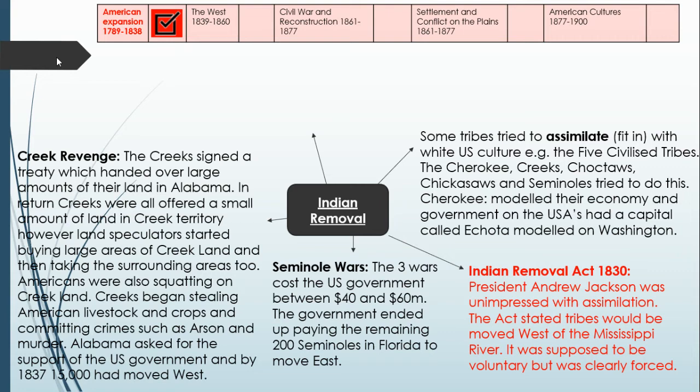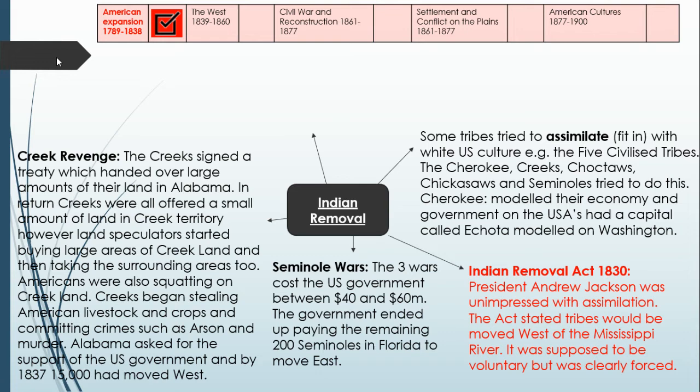This is inevitably going to cause huge anger from the Creeks. They've signed this treaty. They didn't want to hand over the land in the first place, but they have. They've been told that they can hold on to some of their own territory, and then these land speculators start buying up these large areas. Americans were also squatting on Creek land as well, so basically the Creeks are not seeing any advantage of signing this treaty. So what they begin to do is they steal American livestock and crops, and they commit crimes such as arson and murder.